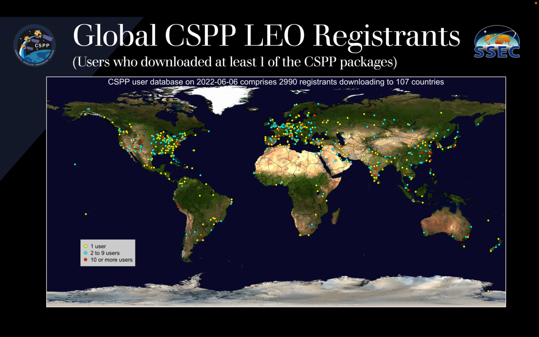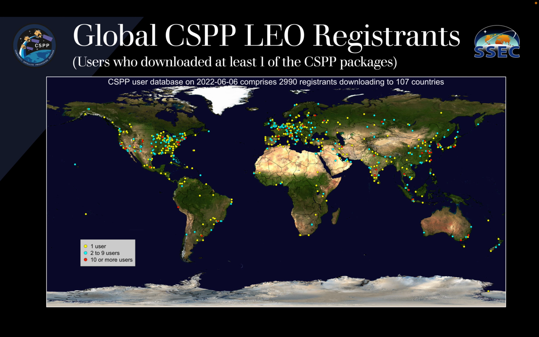So we've seen this slide before. Alan showed it when he gave his presentation. This is the geographic distribution of the CSPP LEO registrants that have downloaded at least one set of the software suites that's available in CSPP LEO. So there's almost 3,000 users, 170 countries, and all 7 continents.